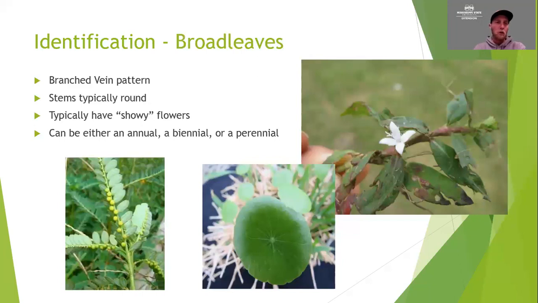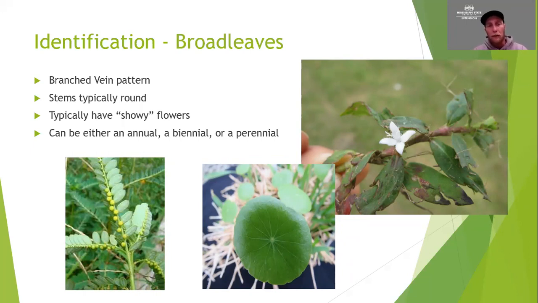We have broadleaves opposite the grasses. They have a branched vein pattern within the leaves. Obviously, this is like dollarweed down here in the bottom center, Virginia buttonweed over here on the right with the little white flower, chamberbitter or little mimosa down here on the bottom left with all the little seeds underneath the leaves. They have a branched vein pattern.